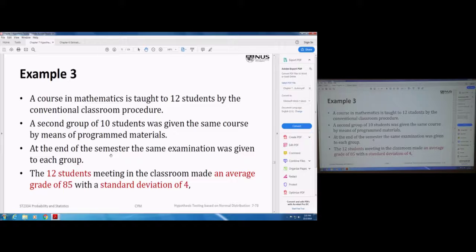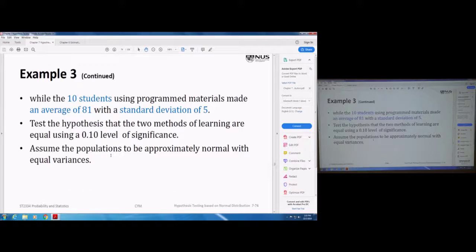So at the end of the semester, they basically take the same exam. The 12 students in the classroom got an average grade of 85, standard deviation 4. And the 10 students using these programmed flipped classrooms.